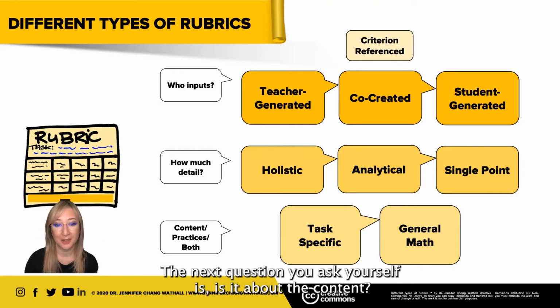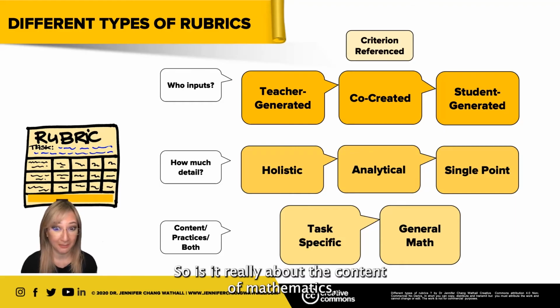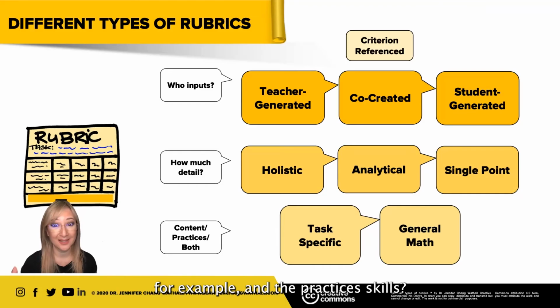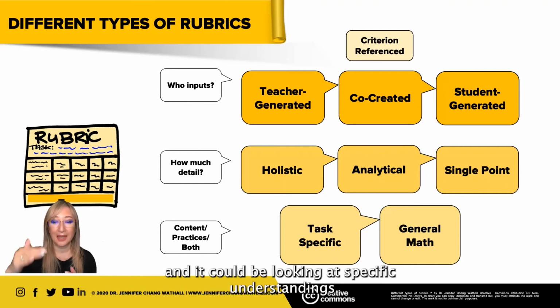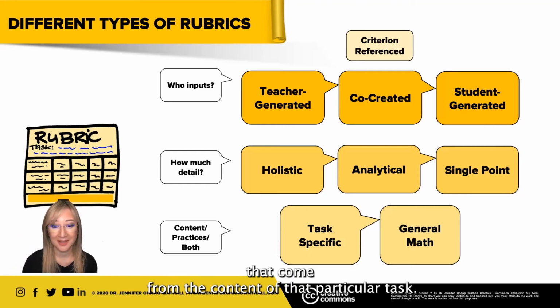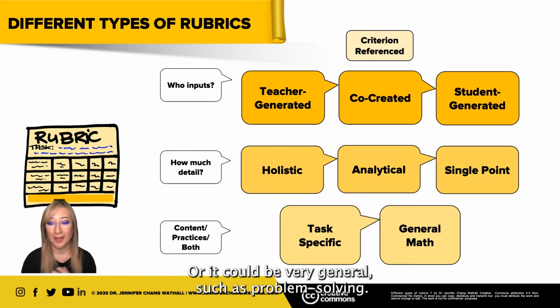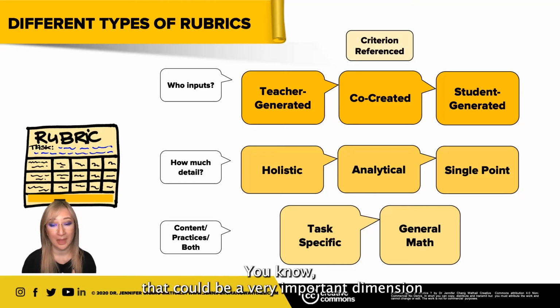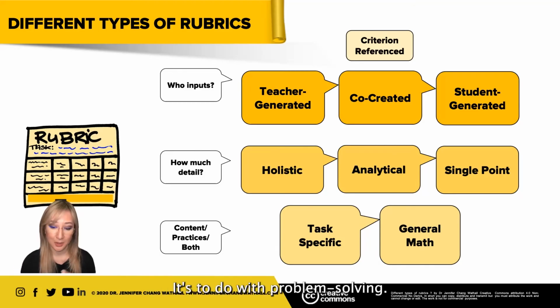The next question you ask yourself is, is it about the content? So is it really about the content of mathematics, for example, and the practices, skills, or is it both? So as an example, we could be very task specific, and it could be looking at specific understandings that come from the content of that particular task, or it could be very general, such as problem solving. That could be a very important dimension that you may want to choose when you're putting together a general math rubric. It's to do with problem solving.